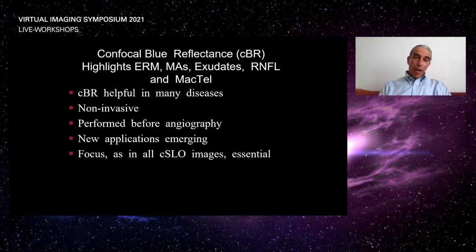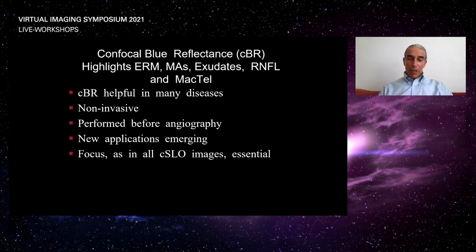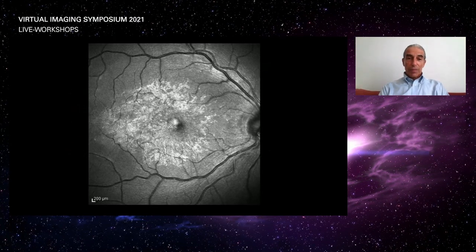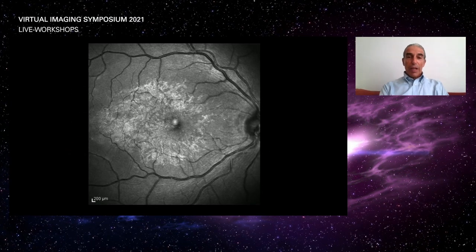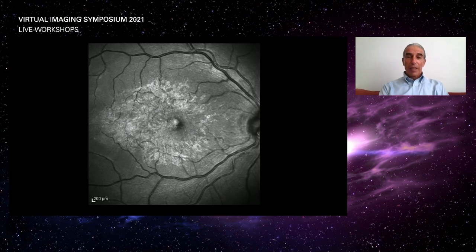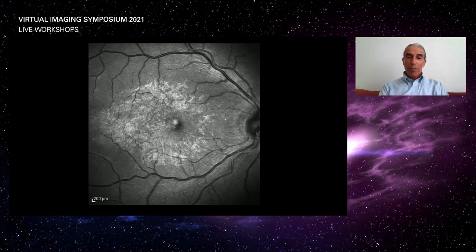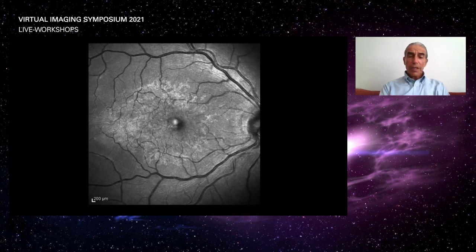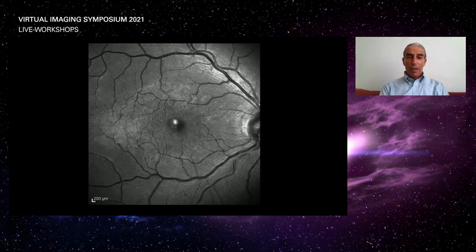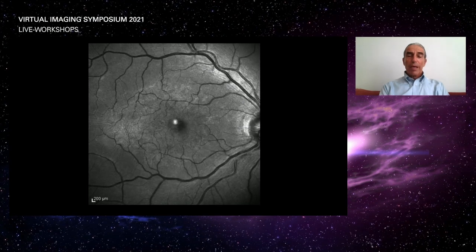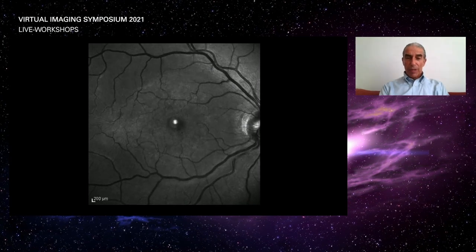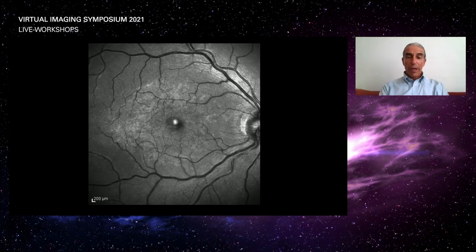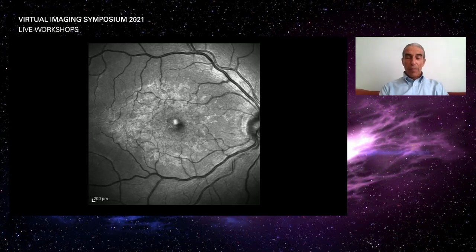And there's no better way to explain how important focus is than by looking at a confocal blue reflectance image. Here is a simple epiretinal membrane. It's a classic image. I show it often, but it explains dramatically how important focus is. This is a movie taken with a CBR, and we can make the epiretinal membrane disappear. By changing the focus, changing the focal plane, we can now bring back that ERM.